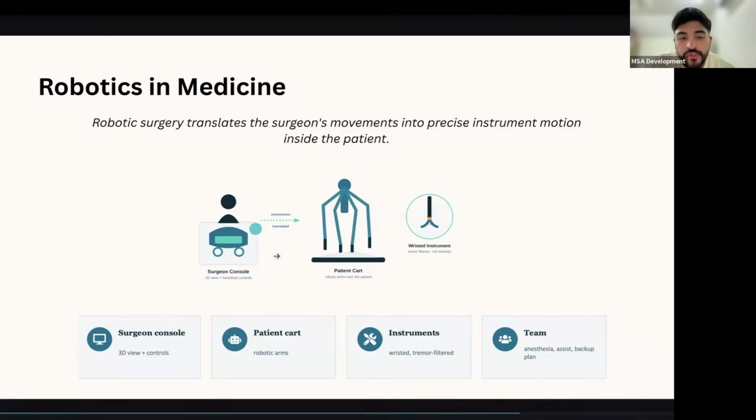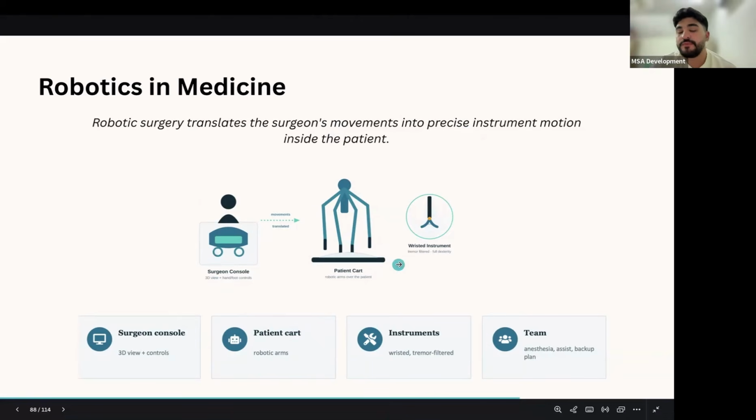Just for the sake of completion, I want to show you here. This is a surgeon console. This is basically his 3D view, his hand and foot control to be able to control the robotic arms. And this is the patient cart. So this is the patient, and these are the robotic arms right here, with all the instruments that he needs. And of course, the team around, right? This is how basically they do their surgeries.